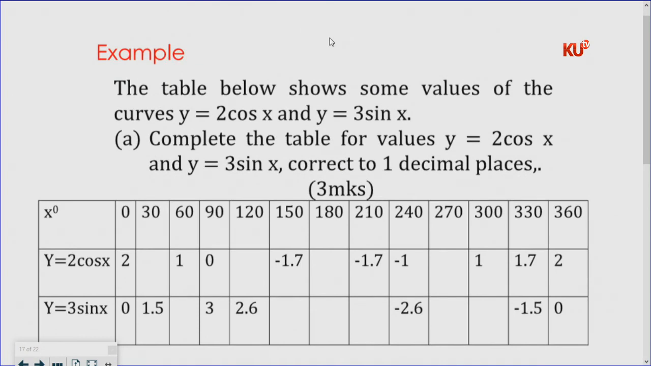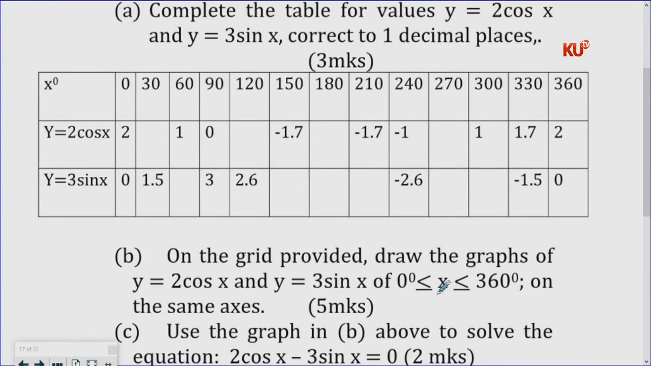So let's quickly fill this particular table. Here now you need to have your calculator. You need to have your calculator. These are all degrees, 90 degrees, 120, up to the last degree, which is 360 degrees. We are using 0 to 360, because that is the range that was given, 0 degrees to 360 degrees.